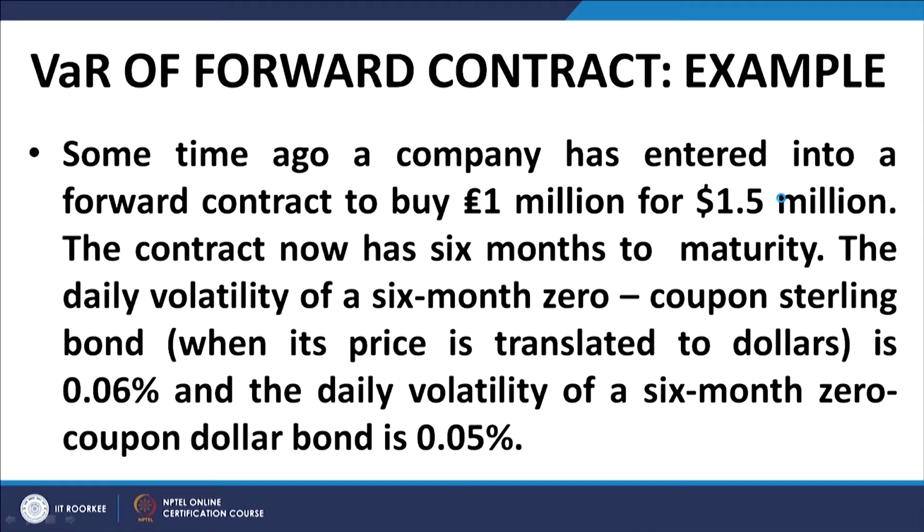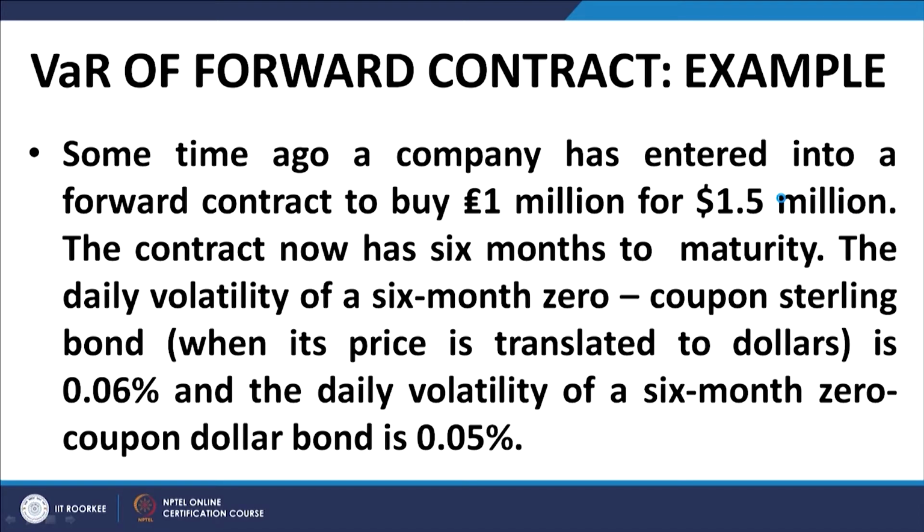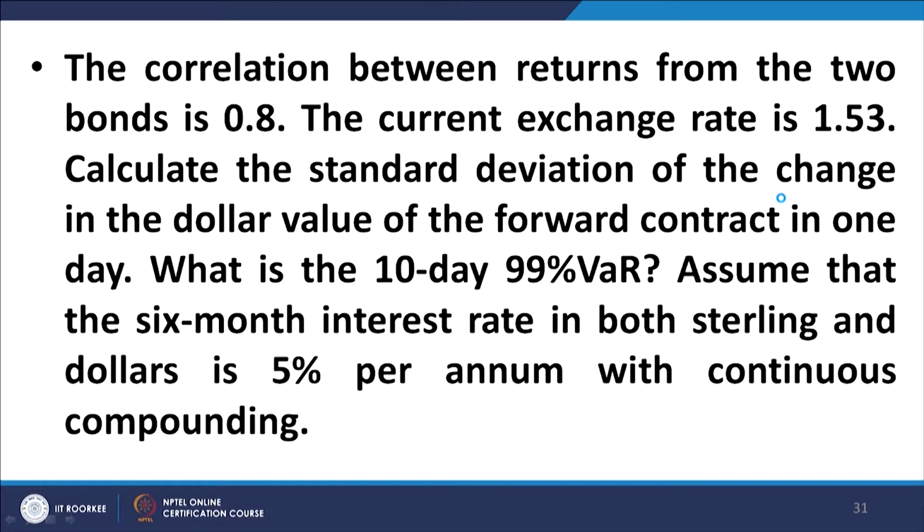Another example, suppose you have a forward contract, let us have a look at it. Some time ago a company had entered into a forward contract to buy sterling 1 million for dollars 1.5 million. That's what the forward contract originally envisaged. The contract now has 6 months to maturity. The daily volatility of the zero coupon sterling bond when it is translated to dollars is 0.606%. Volatility of a 6 month zero coupon dollar bond is 0.05%. The correlation between the two returns is 0.8. The current exchange rate is so much.